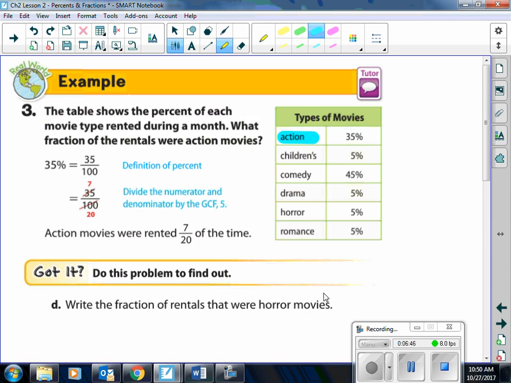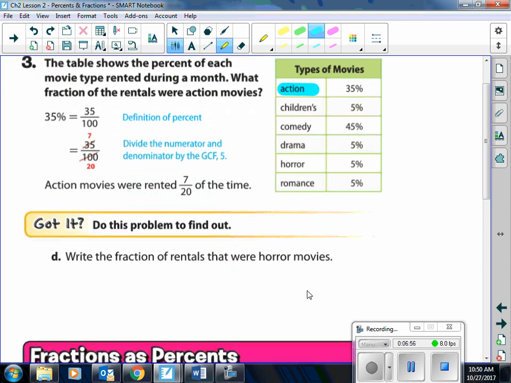Okay? Did I need to know how many movies there were? No, because they're not asking me any specifics, right? They just want the percent. Got it? All right, so let's do letter D.